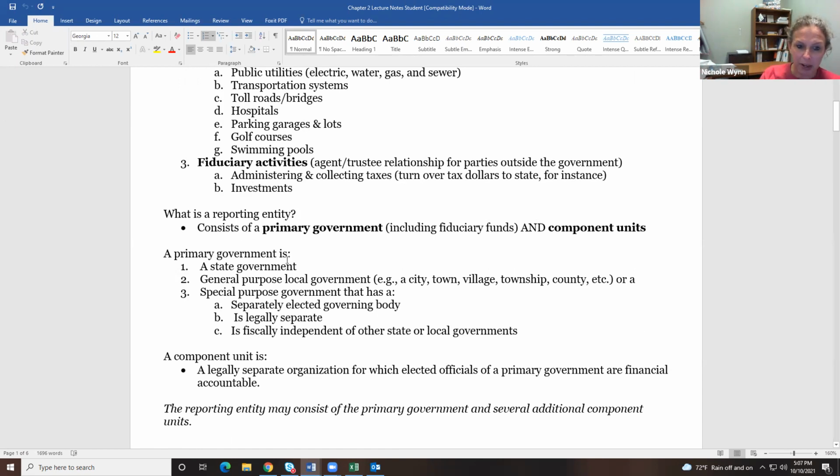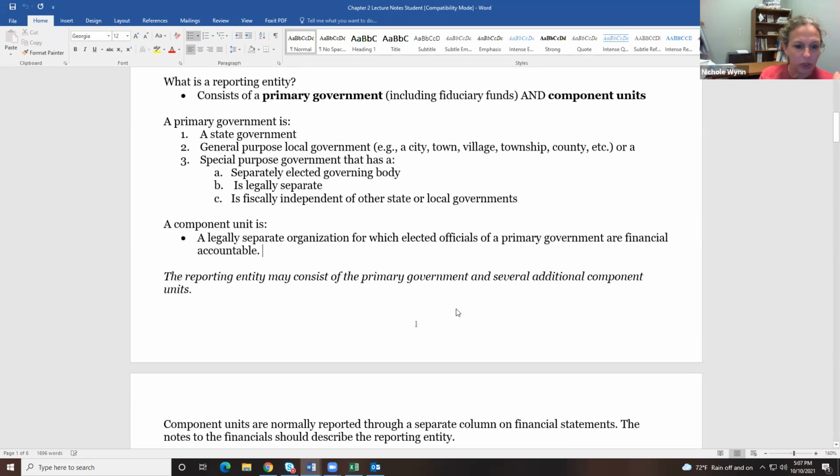The primary government would be the main whole government, right? So a state government would be considered a primary government, or a city or a township or whatever. Then there's some special purpose governments that would be separate bodies that would operate under the government. I can't think of a good example of that right now, but we'll come across one later. A component unit is one that has separate elected officials underneath. That might be pieces or parts of a public school system and that kind of thing.